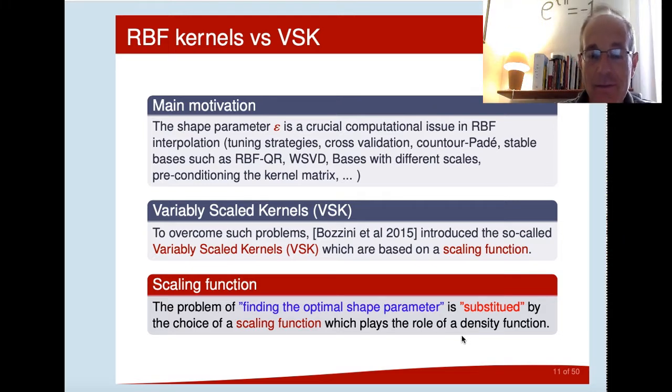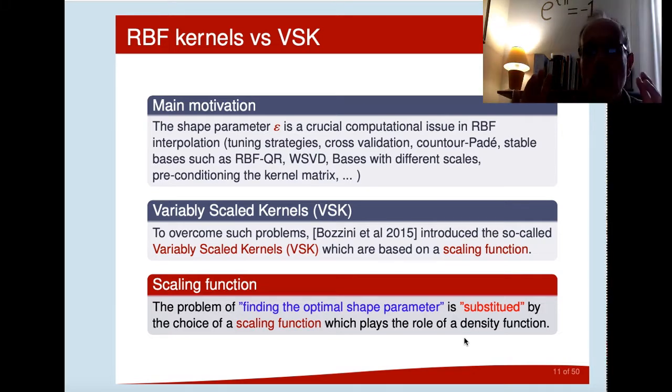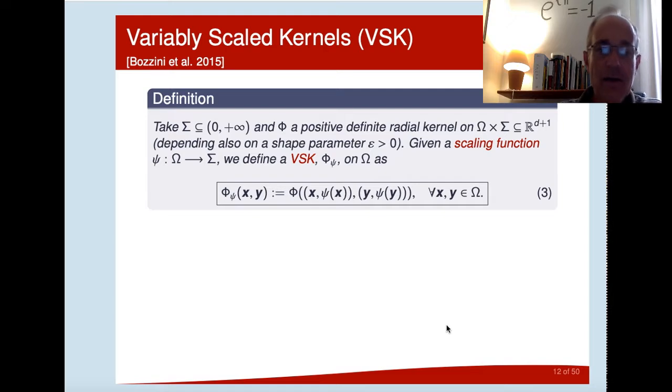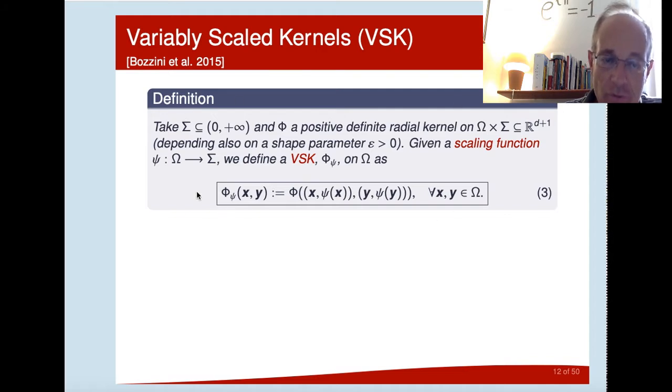In some sense, what they do is the following. We look at the points and their distribution, so the points and the values at the points. And we try to understand from this if there is any scaling function that can be applied in order to better describe the behavior of the function itself. So the idea of this variably scaled kernel is essentially given in this definition.